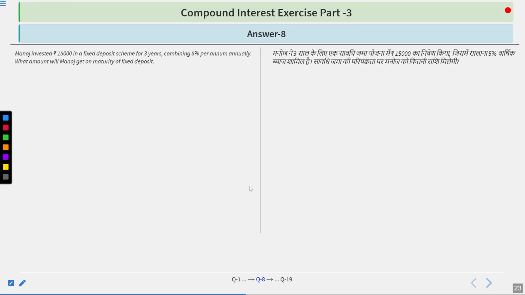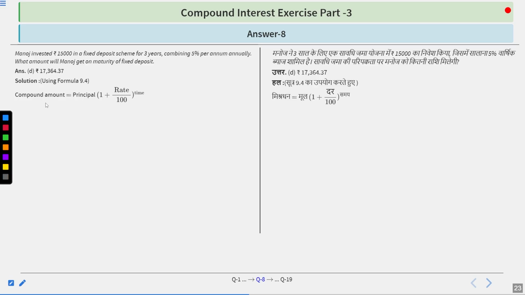Now, Manoj has invested rupees 15,000 in a fixed deposit scheme, the time is 3 years and the rate of interest is 5% annually. We have to find what amount Manoj will get on maturity. The answer to this question is option D, 17,364.37, and we are using formula 9.4 to solve this question.